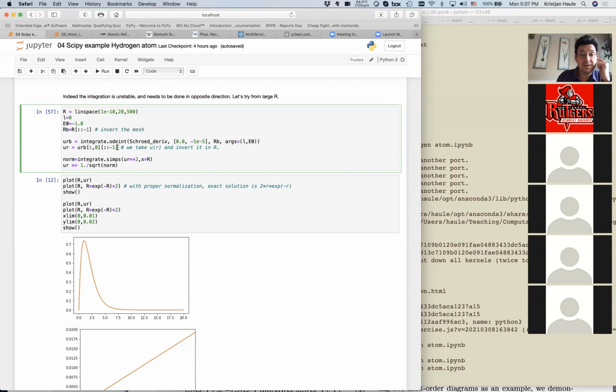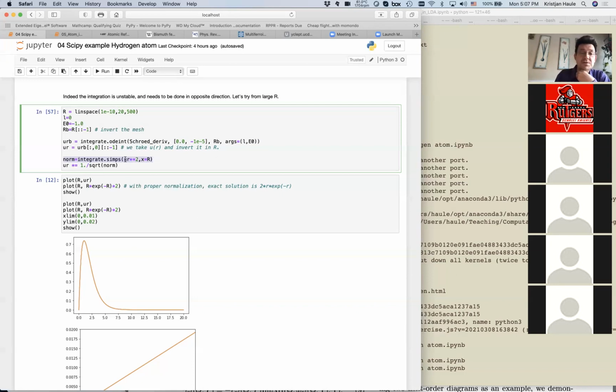And then we rotate it back, in the sense that we again invert the entire array in R space, so that now this UR is actually written in the original mesh R, in which R is increasing. Okay, and then we can integrate this function with one of the available methods.